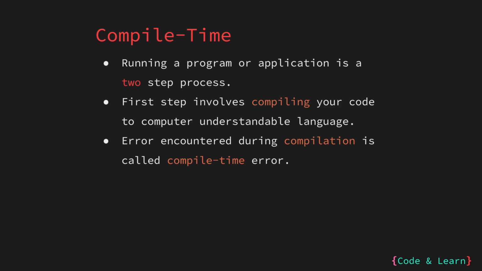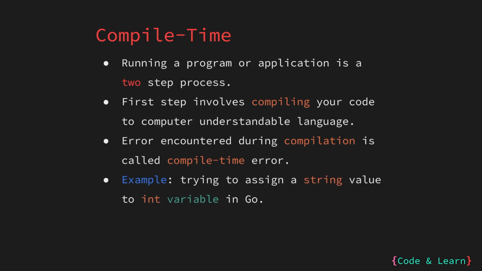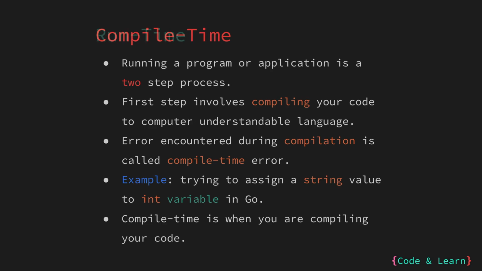So any error encountered in the first step, that is during the compilation of code, is considered a compile time error. An example of a compile time error in Go is trying to assign a string value to an int variable. If you try to do so, the compiler will complain right away and it won't compile the code into the binaries. So in general, compile time means during the compilation of your code into binaries or any other language.